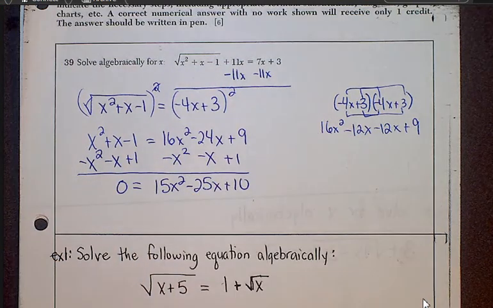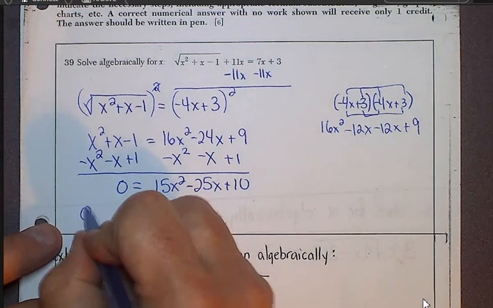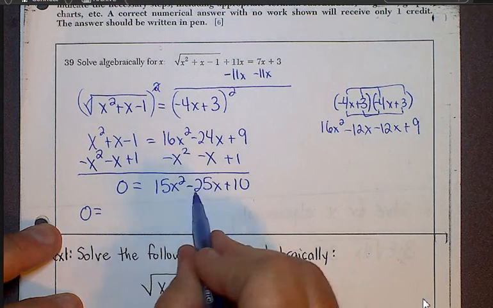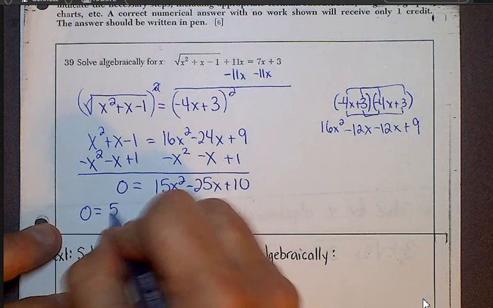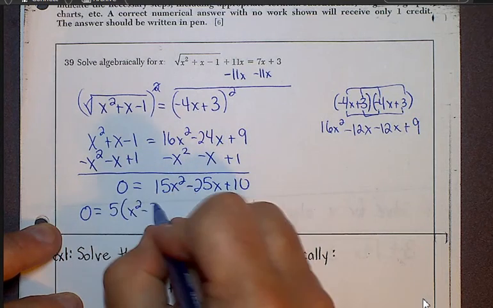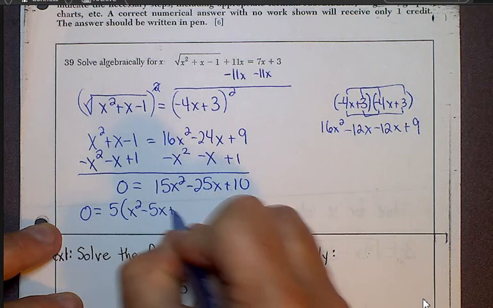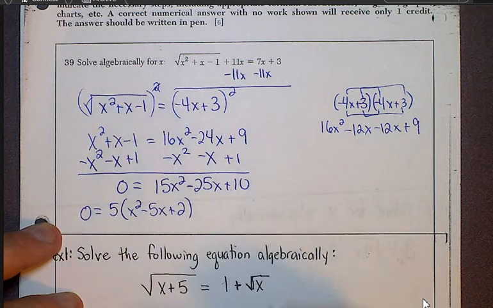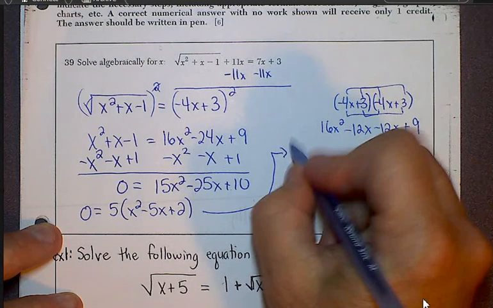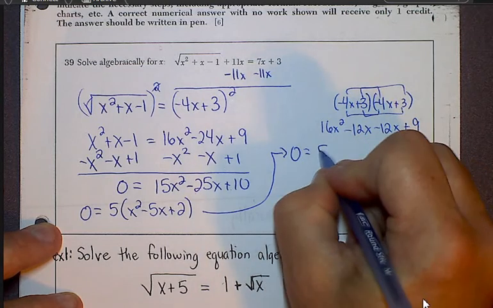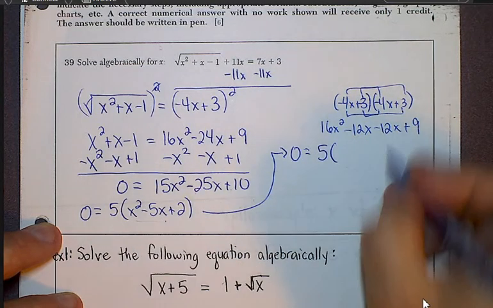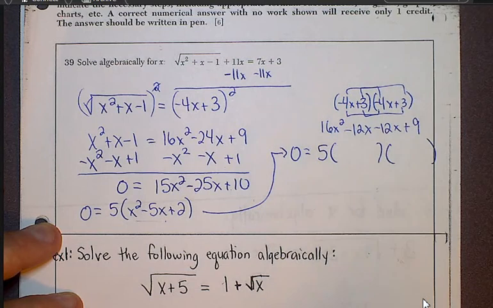All right, now I need to try to factor this or come up with the zeros here. So I notice that my greatest common factor is going to be a 5, so I'm going to take that out, leaving me with 3x squared minus 5x plus 2. All right, I'm going to bring this up here. So 0 is equal to 5 times this quadratic. Oops, this should be a 3, my fault. Forgot the 3 there.